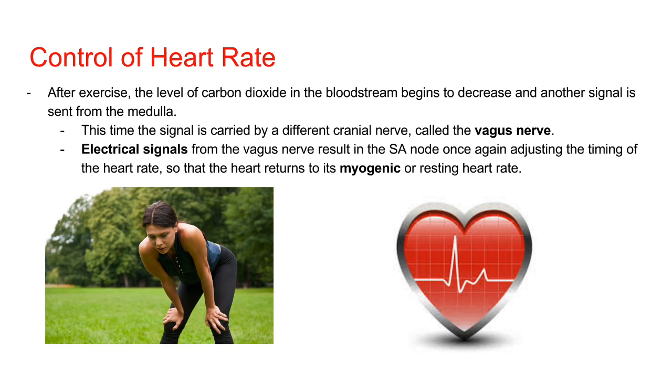After exercise, the level of carbon dioxide in the bloodstream begins to decrease and another signal is sent from the medulla. This time the signal is carried by a different cranial nerve called the vagus nerve. Electrical signals from the vagus nerve result in the SA node once again adjusting the timing of the heart rate so that the heart returns to its myogenic or resting heart rate.